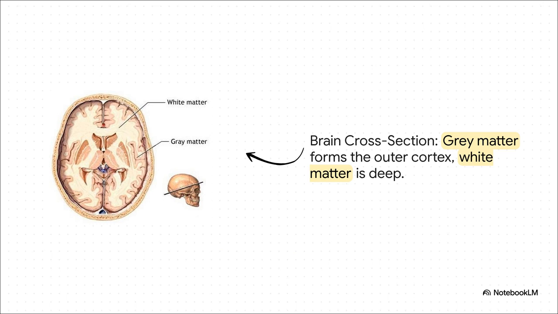And here we go. This cross-section gives you a perfect look at the brain's 2 main types of tissue. See that darker stuff that makes up the outer layer? That's the gray matter, which forms the cortex. And the lighter colored tissue deep inside? That's the white matter. This split is absolutely fundamental to understanding how the brain is put together.